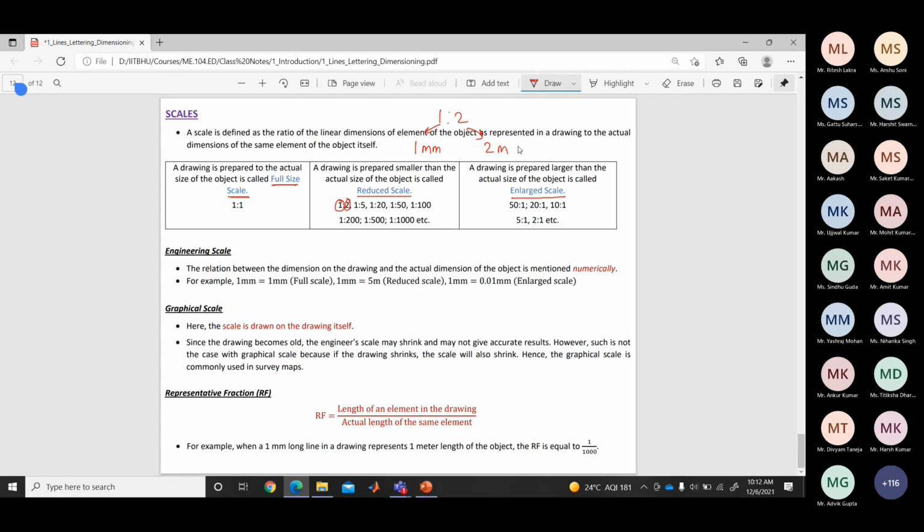And in some cases we can also give 1 mm is equal to 2 mm, if the object is just bigger than our drawing sheet. Then we can use 1 mm is equal to 2 mm, meaning 2 mm is the actual size of the object. And this 1 mm is the dimension on the drawing.